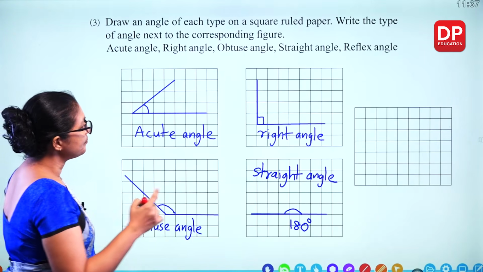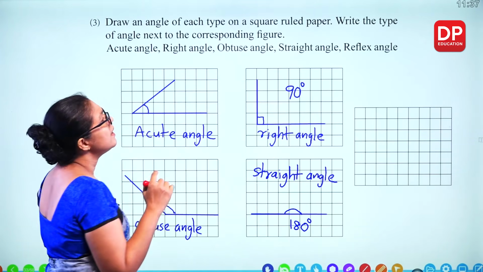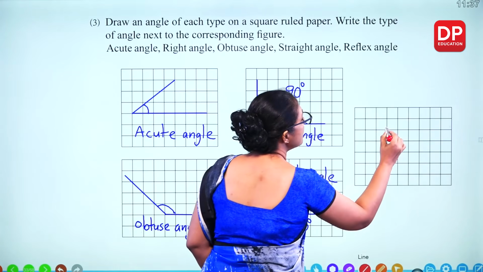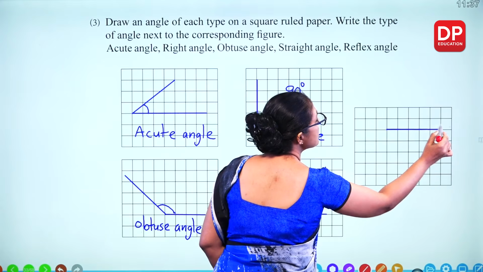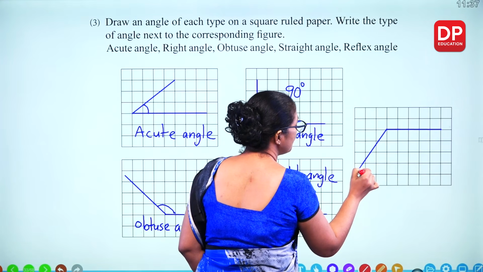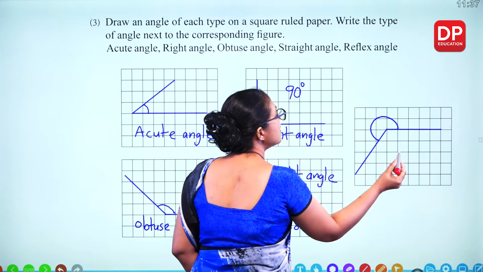And here we write 90 degrees for right angle. And reflex. You can draw either an obtuse or reflex angle somewhere and mark the other angle. So this is the reflex angle.